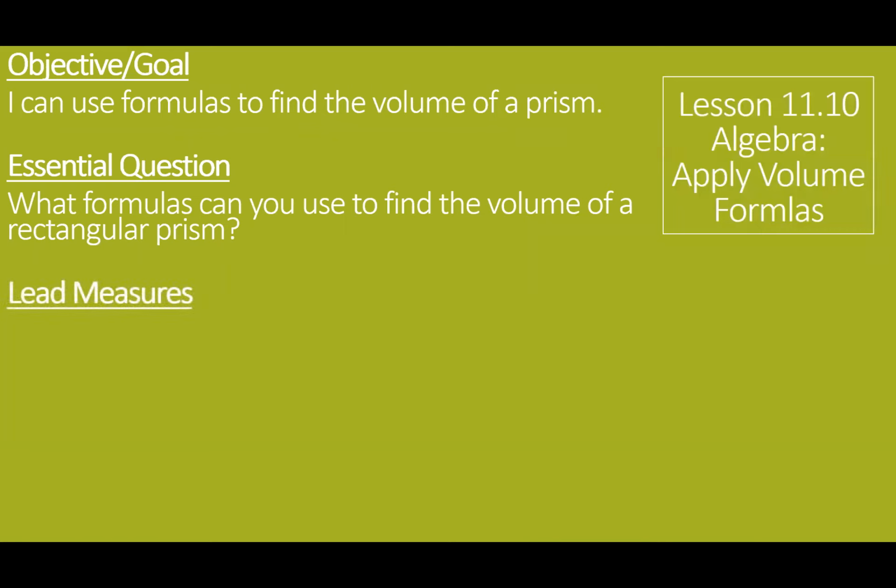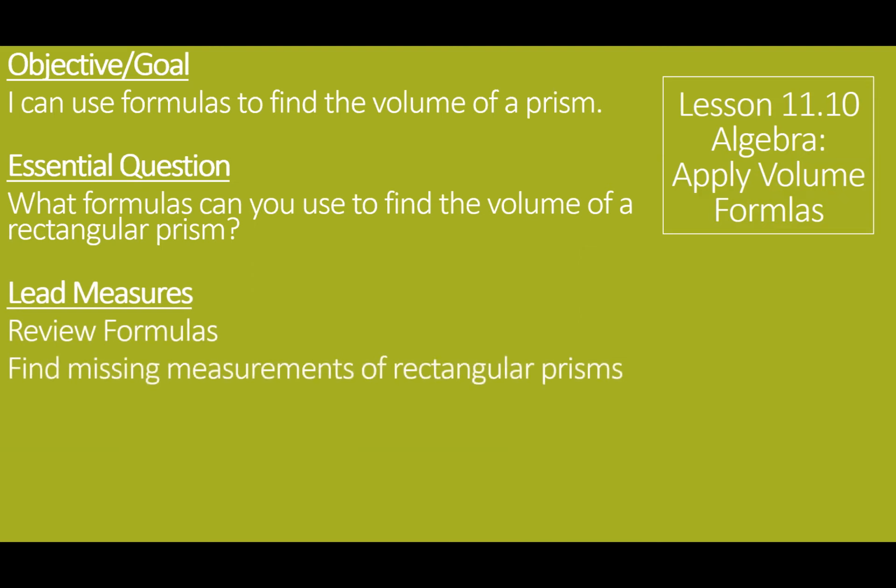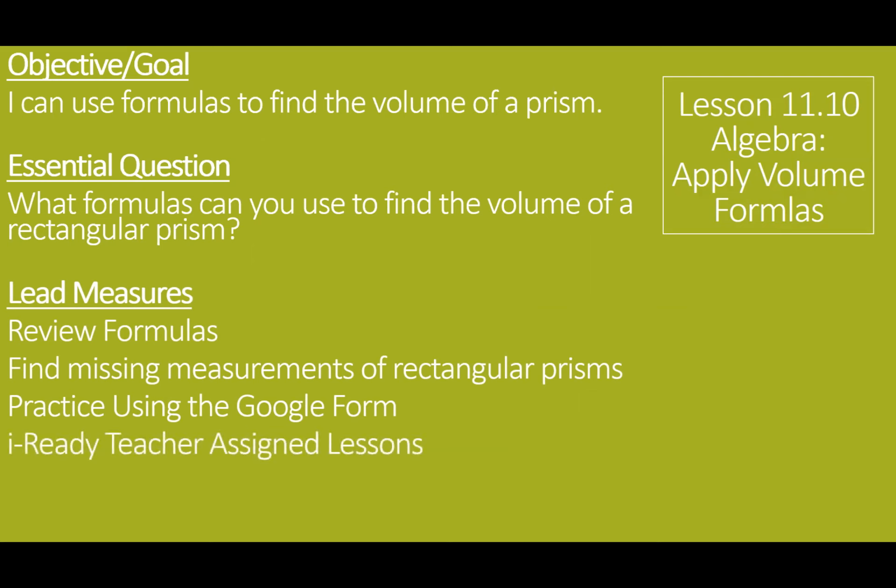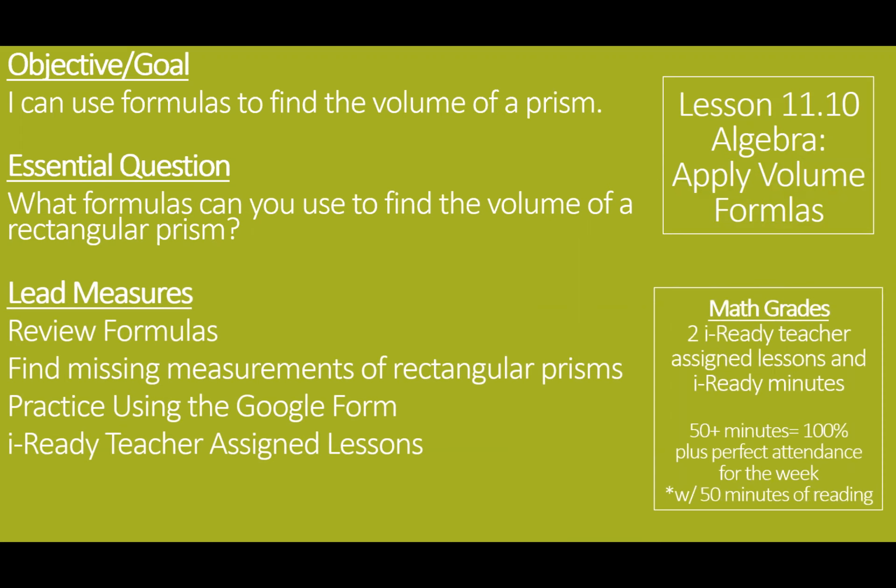Here are those lead measures. We're going to review those formulas, and I'm going to show you how to find missing measurements of rectangular prisms. And then you're going to practice those skills using the Google form that I made for you. And then don't forget to do those iReady teacher assigned lessons. You have 2 lessons that are assigned by me. And then you can go on ahead and do your regular iReady lessons. You need to get 50 minutes every week of math and at least 50 minutes of reading.